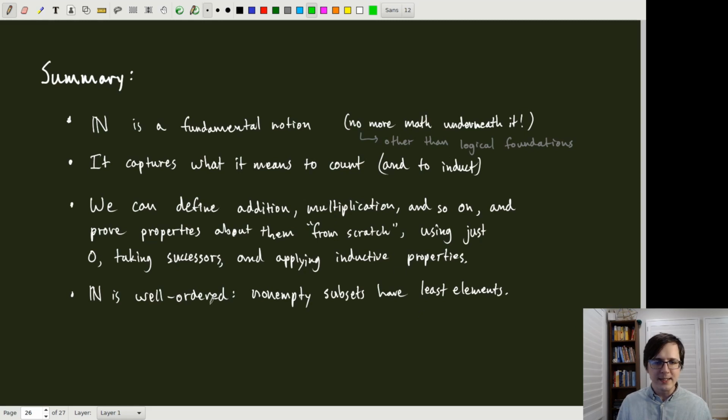And then lastly, we talked about well-ordering of the natural numbers, that non-empty subsets have least elements, and we gave some examples of that.